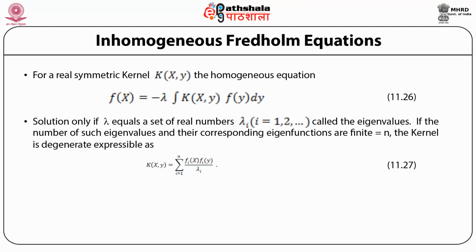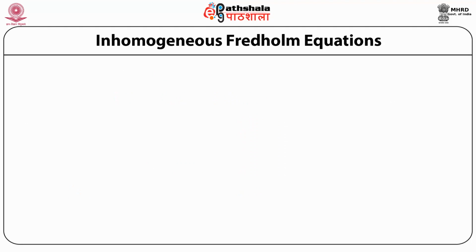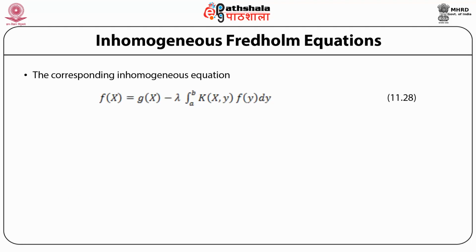the kernel is degenerate, and then the kernel K(x,y) can be written as a sum over I from 1 to n of the product of two functions phi_I(x) phi_I(y) divided by lambda I, where phi_I(x) are the solutions of the homogeneous equation for lambda equal to lambda I. The corresponding inhomogeneous equation is f(x) is equal to g(x) minus lambda integral a to b K(x,y) f(y) dy.